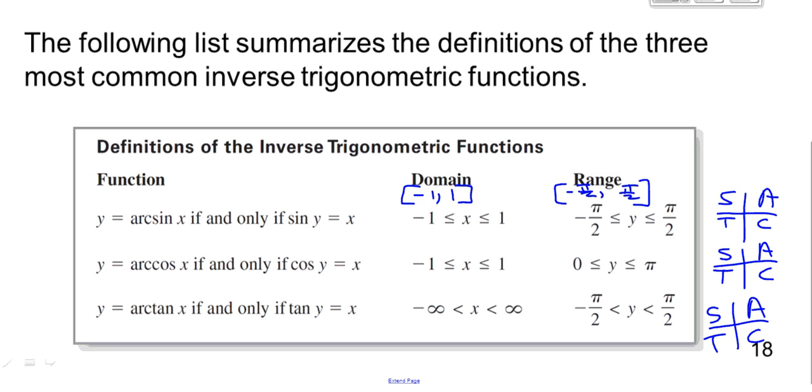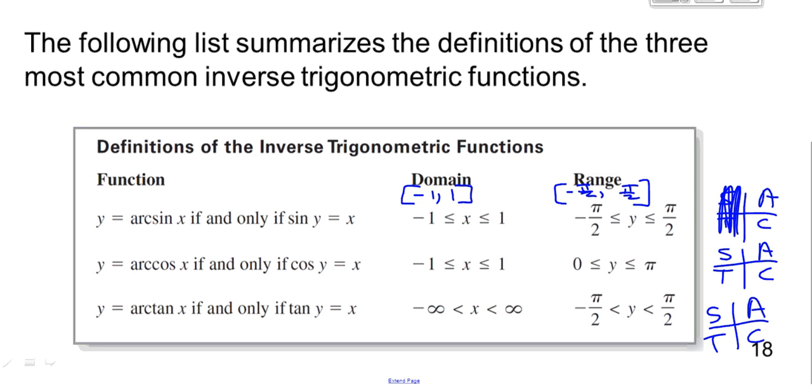So for the sine, we know we use the first quadrant and the fourth quadrant only. So that's the easiest. We find our reference angle. If the ratio is positive, the angle is positive. If the ratio is negative, the angle is negative.